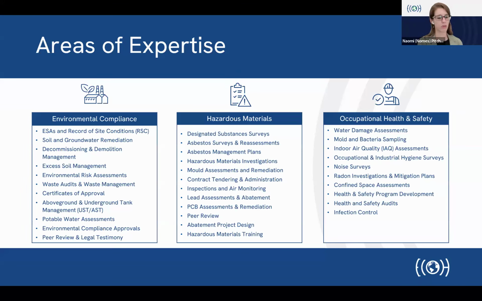Our environmental team performs phase 1 and phase 2 environmental site assessments, excess soil management, and much more. Our hazardous materials department is busy performing asbestos surveys, management plans, and assessments for lead, PCBs, and many other hazardous materials, as you can see here. And our occupational health and safety team, which is headed up by our expert here today, Bruce Decker, is dedicated to helping you and our clients protect their people and property from water damage, mold, indoor air quality concerns, health and safety audits, and last and most relevant today, radon investigations and mitigation.